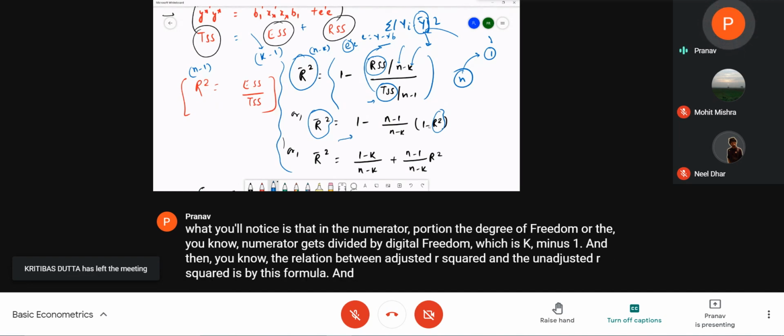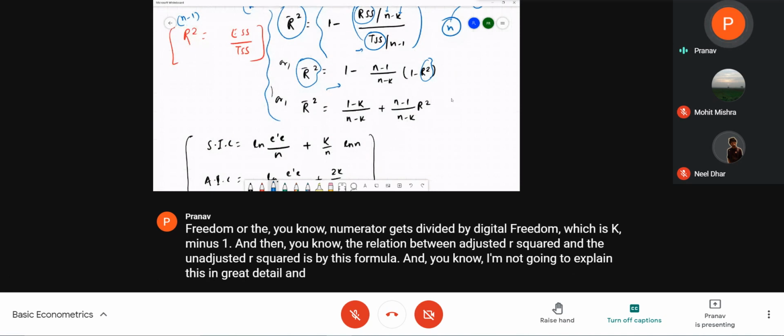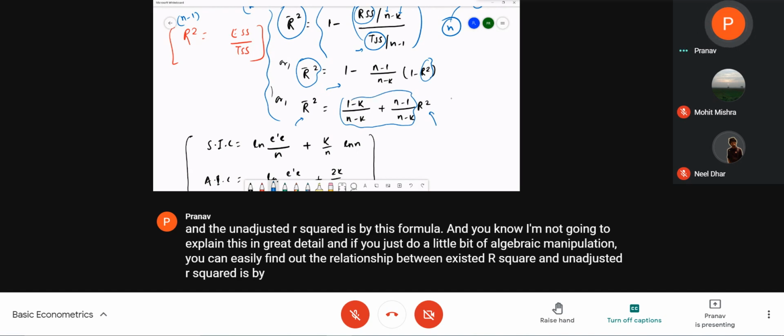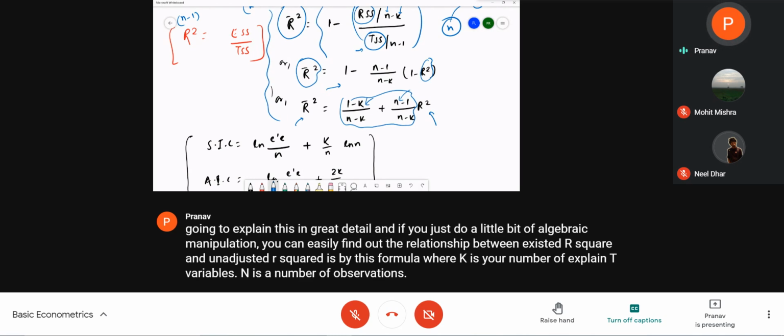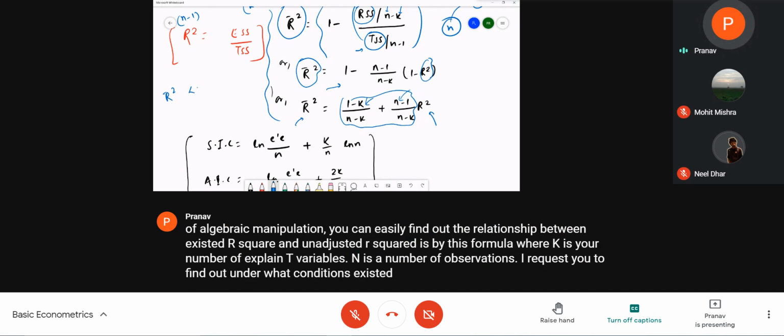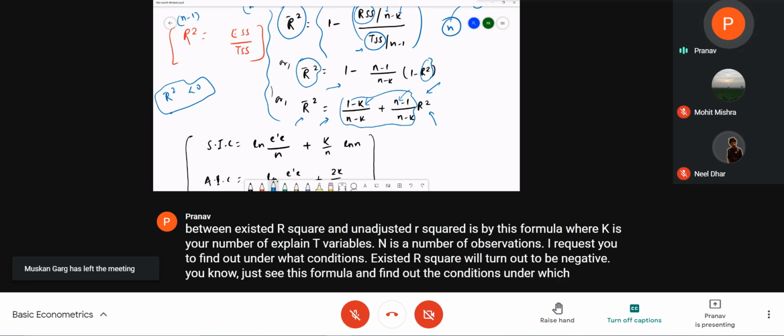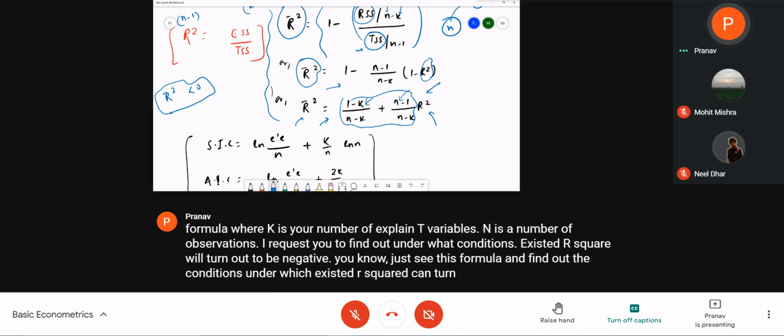I'm not going to explain this in great detail. If you just do a little bit of algebraic manipulation, you can easily find out that the relationship between adjusted R square and unadjusted R square is given by this formula, where k is your number of explanatory variables, n is your number of observations. I request you to find out under what conditions adjusted R square will turn out to be negative. Just see this formula and find out the conditions under which adjusted R square can turn out to be negative.